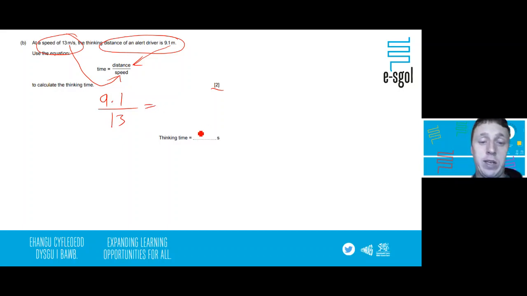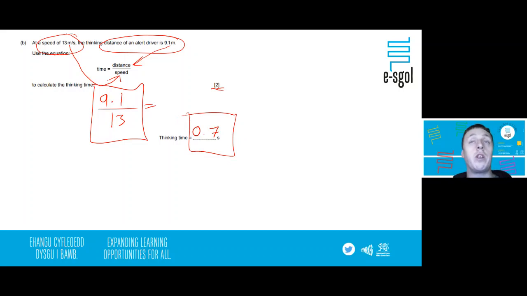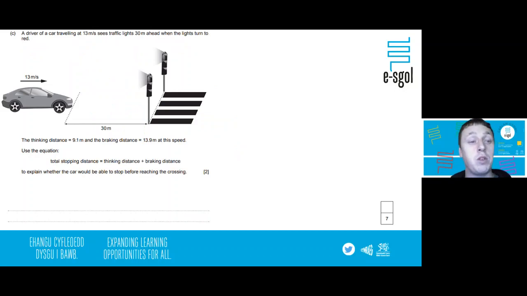Correctly inputting this to a calculator, we should get a value of 0.7 seconds. So 2 marks. What they look for here is a correct substitution with a correct result. So a good exam technique is identifying the correct terms for substitution.